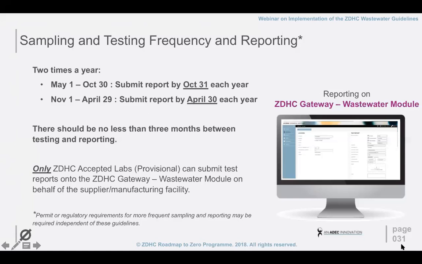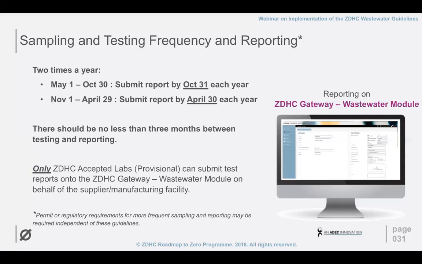Now, once a facility has testing completed, the laboratory will supply a report to the facility, and the facility will either accept or not accept the report. But the facility can only not accept it for valid reasons. It can't be from a standpoint of the facility doesn't like the results. But if there is a disagreement or a dispute over the results, that will be between the facility and the lab to work out. But ultimately, the facility has to accept the report if they want it published on the Gateway.